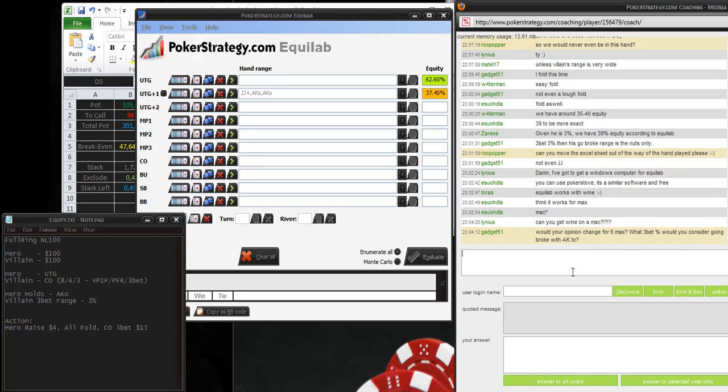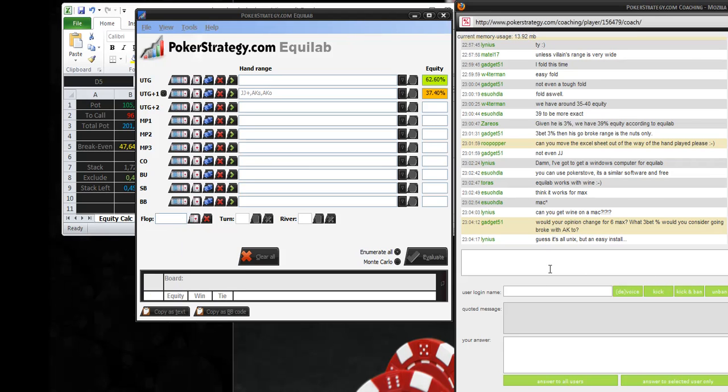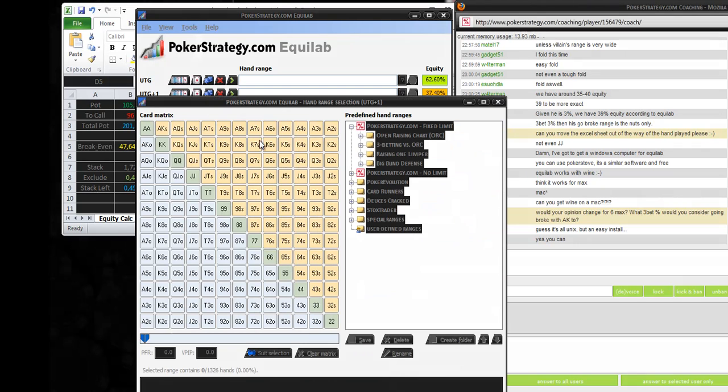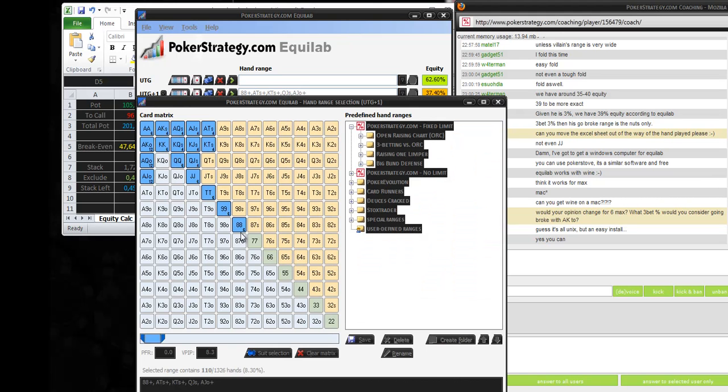Will your opinion change for 6-max? What 3-bet range would you consider going broke with Ace King? In 6-max it's actually pretty much the same case. You definitely have to know your opponent. Let's say the opponent is 3-betting with a range of maybe 8%. Now the question is if we would even be able to go broke against him profitably. I mean, would he ever go broke with his whole range?